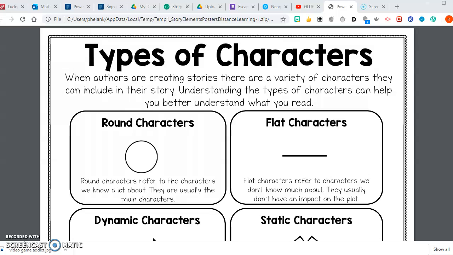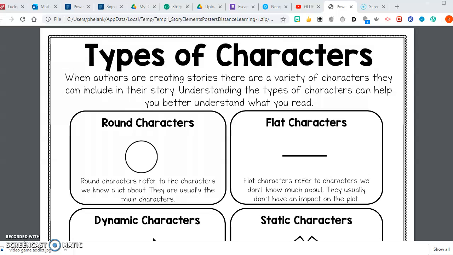So specifically, there are a variety of different characters that an author may include in the story, and they include them for very different purposes. Those characters are usually called round or dynamic characters, or they're called flat or static characters. Your round or dynamic characters tend to be your main characters. They may even be the characters that are driving or telling the story if the story is told in the first person point of view.